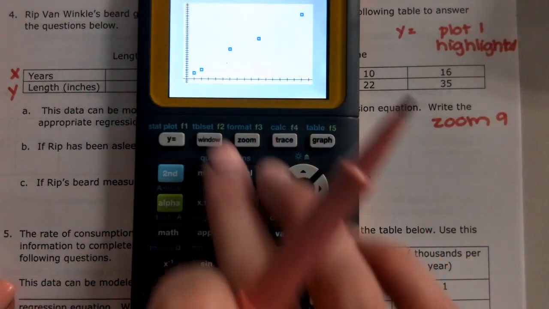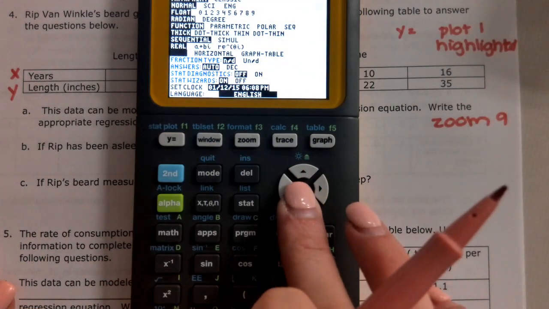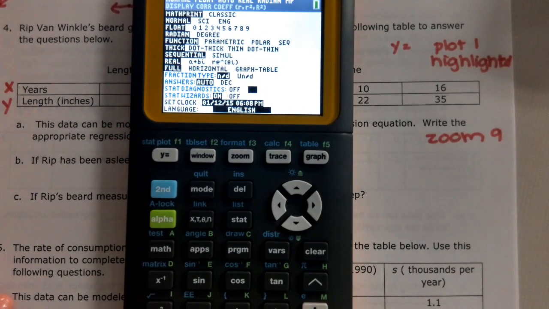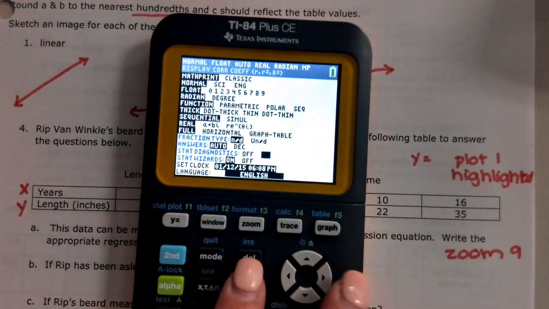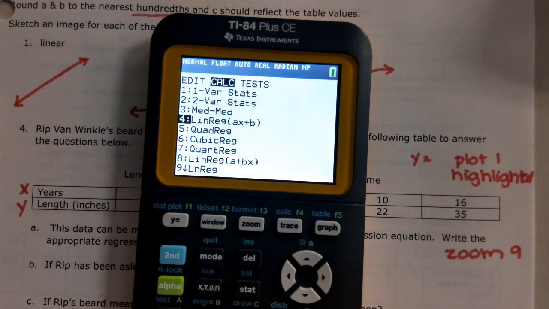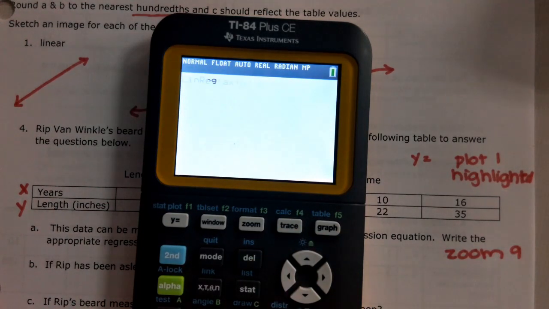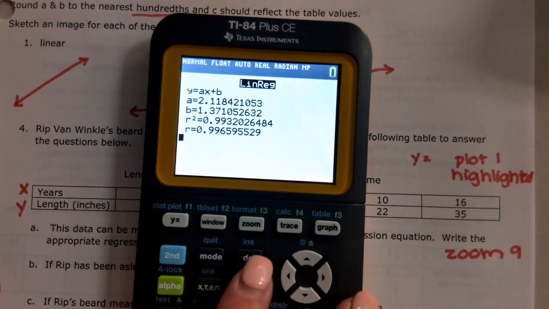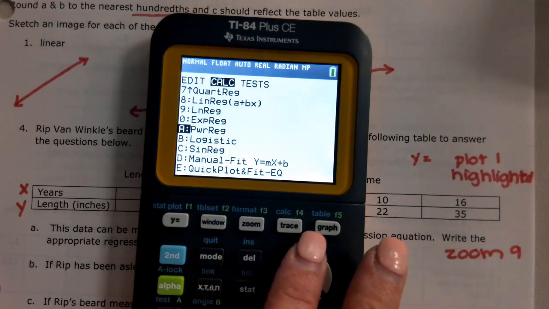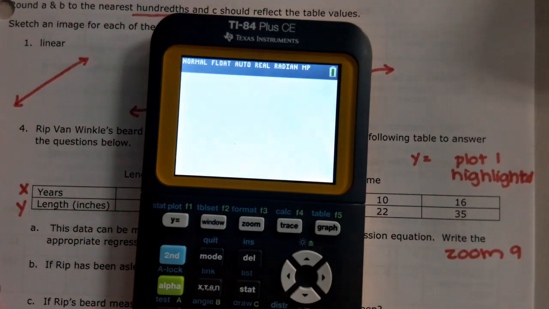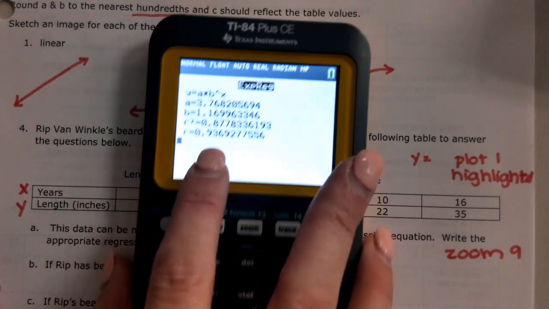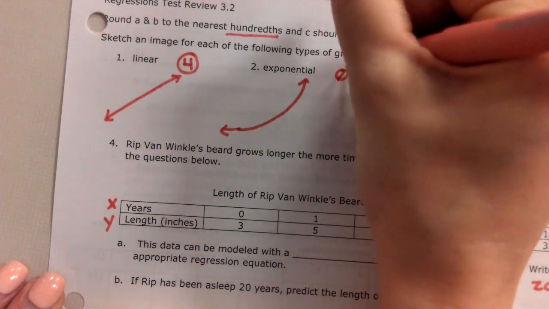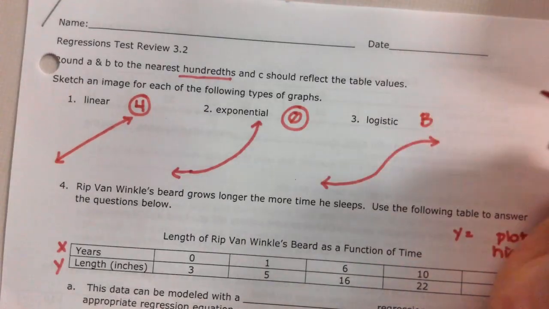But just to make sure, we can go to Mode and turn our Stat Diagnostics on. So for this test, you're going to be looking at either linear, exponential, or logistic. If I do Stat, right, and then 4 for linear, I get 0.9966. If I do it for exponential, I get 0.93. So yes, it is linear. So linear is 4, exponential is 0, and logistic is B.